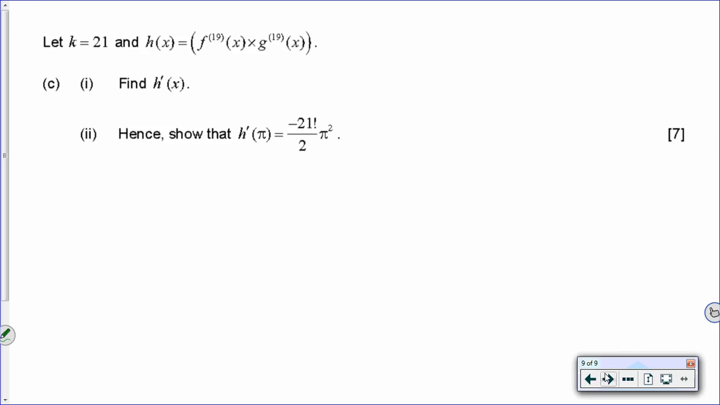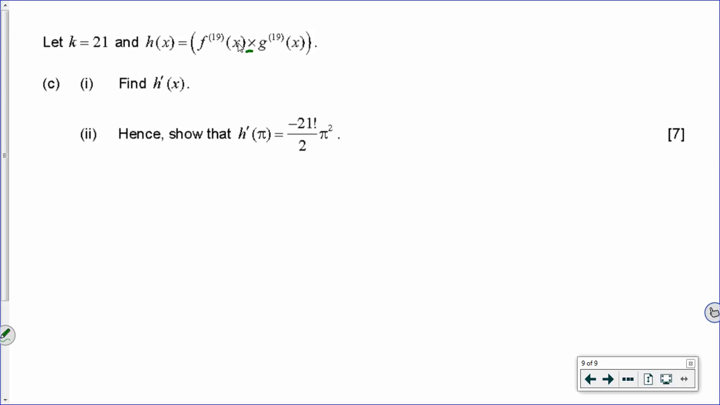All right, now we have a new function, h of x, that we're told is the product of the 19th derivative of f multiplied by the 19th derivative of g, and we're told to use 21 for k, so we have a specific thing to fill in for k now. And we're asked to find h prime of x.